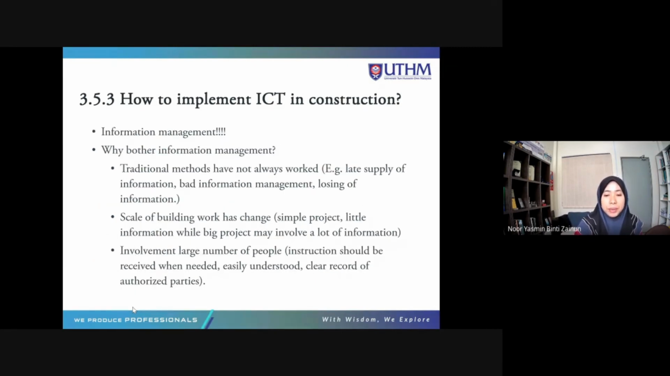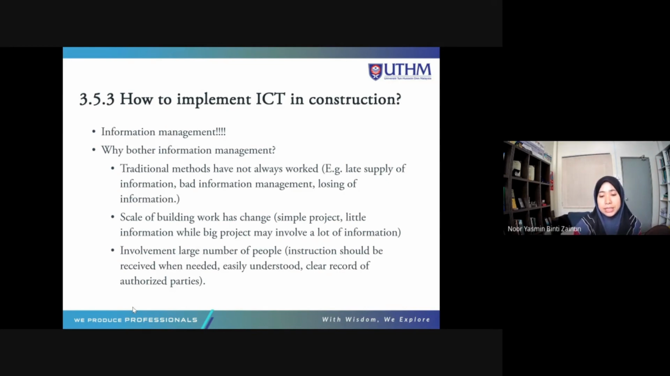So how to implement ICT in construction? Information management. That is very important. So why bother about information management? Because traditional methods have not always worked. Often there are delays. Why projects are late is actually sometimes because of lack of supply, bad information management, and loss of information. That is very bad. Because when we go to the people on site, they say, oh, we did not get the information, we don't know that. Okay, that is the problem.